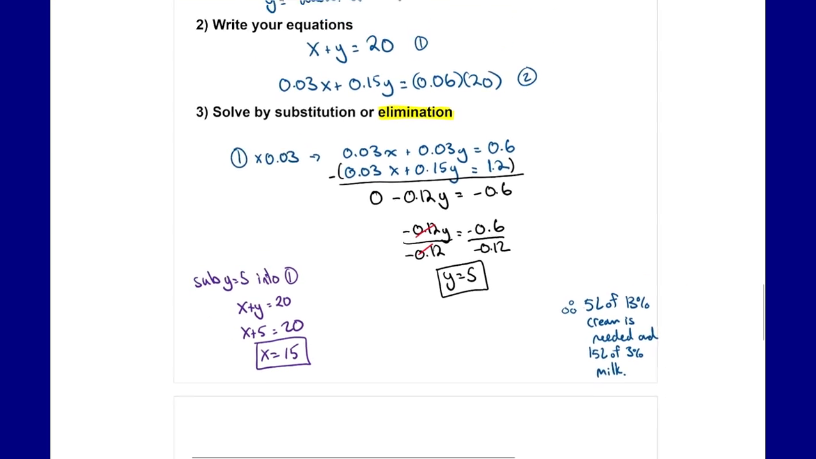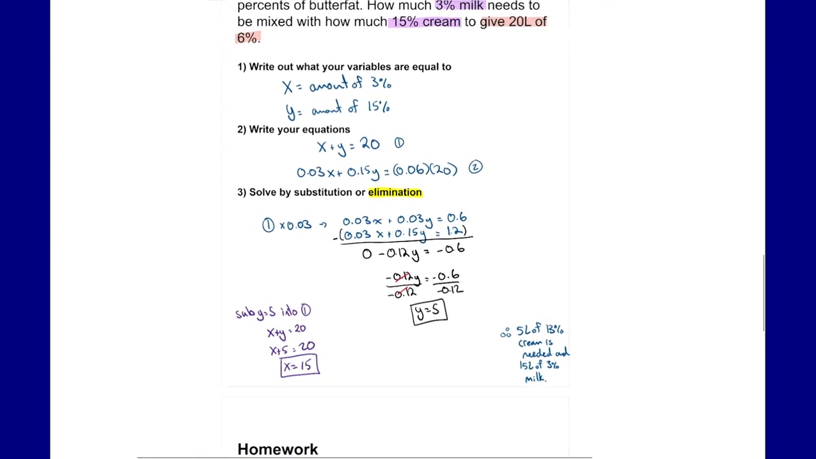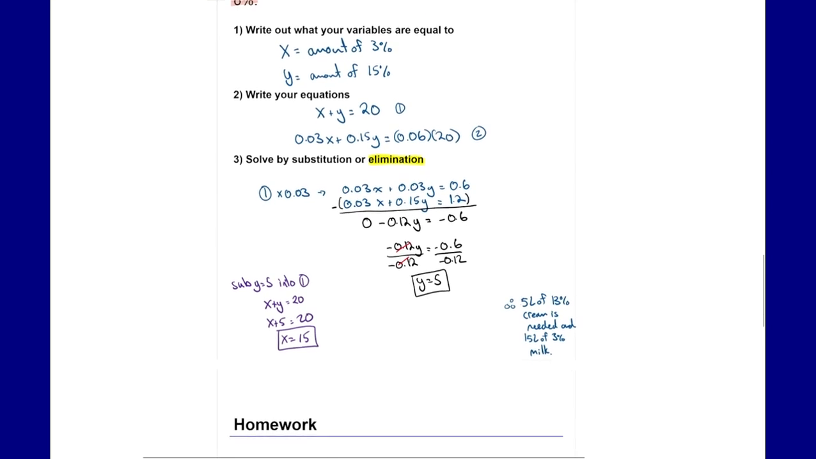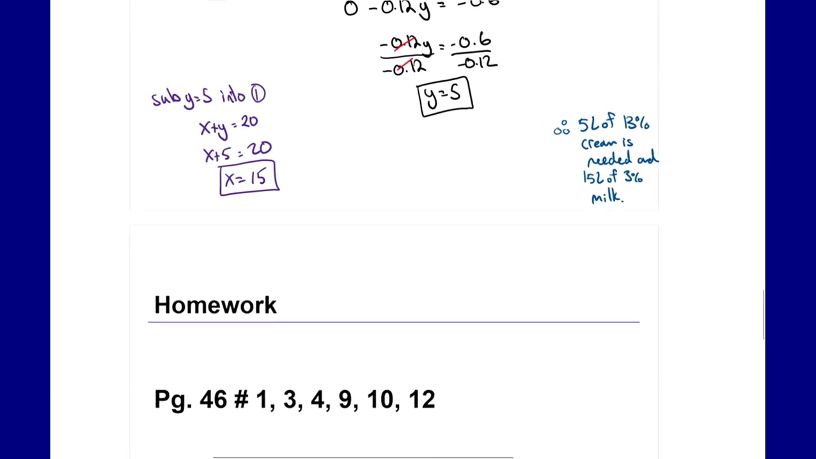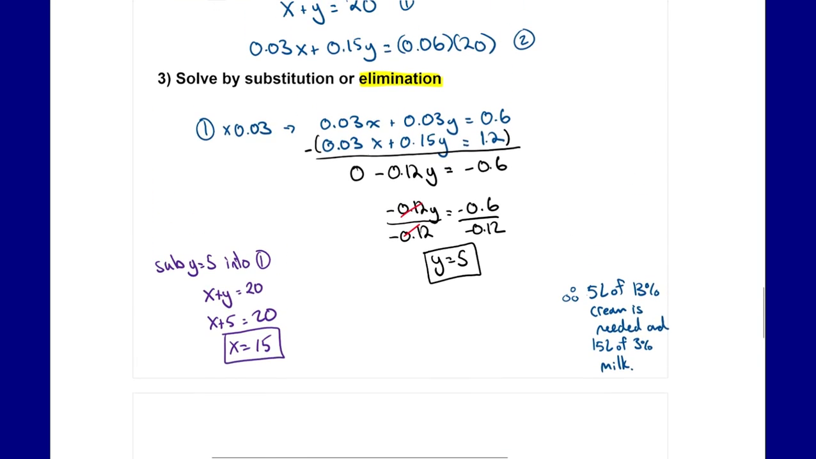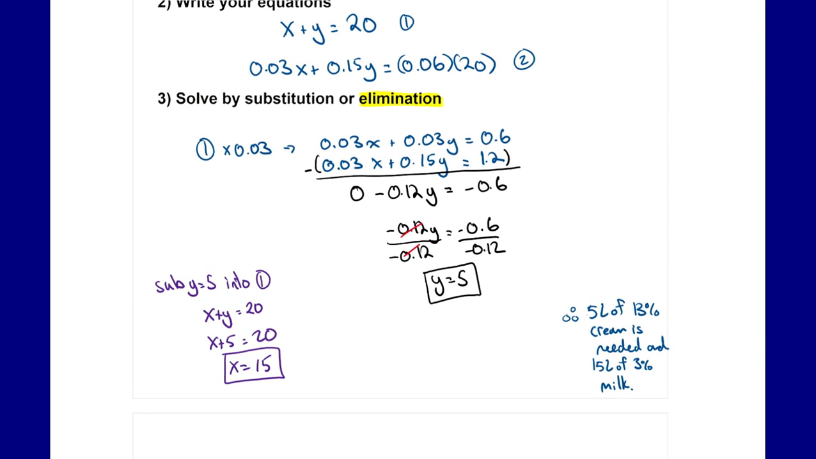So again, two different examples of mixture questions done both by elimination and by substitution. Either method is fine for you depending on what you prefer. I would suggest that these types of questions, at least so far, the ones that we've seen, do lend themselves nicely to substitution. But as we just saw, we can solve by elimination as well. Whichever method you choose is fine as long as you're comfortable with it and as long as you can follow the steps properly to come up with a solution.